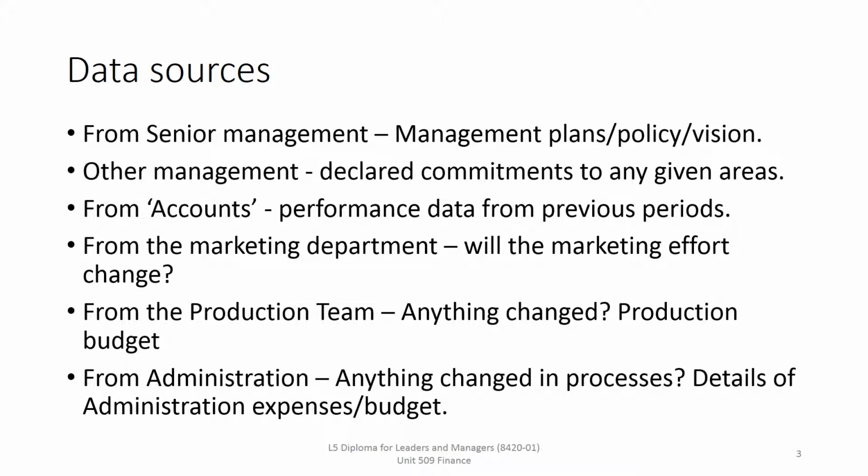From the marketing department, they might tell us how the marketing effort is going to change or how past ones have worked. And the production team might be able to tell us if anything's changed in the production process or what their budget's like. And then from administration, we might be able to get some idea of the processes that are going to be involved and details of any expenses or budget that we'll need to require for the administration side. Examples of external sources might be commercially available customer research, statistics on economic performance, direct observations of competitors, conversations with suppliers of goods or services to the business, or local chamber of commerce, for example.